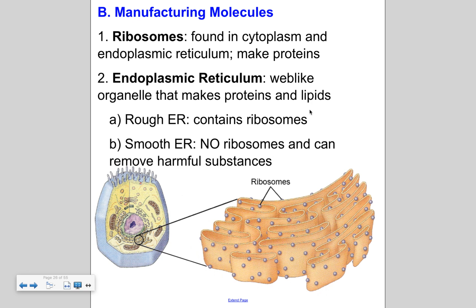And so areas that don't have ribosomes, we call them smooth ER. So if there's no ribosomes present, then it's going to be making lipids. If it's got ribosomes present, then we call it rough ER, and its main job is to make proteins. So, in recap, endoplasmic reticulum, also abbreviated as ER. If it has ribosomes, it makes proteins. If it does not have ribosomes, it makes lipids.